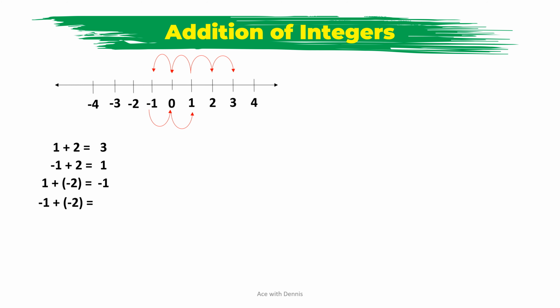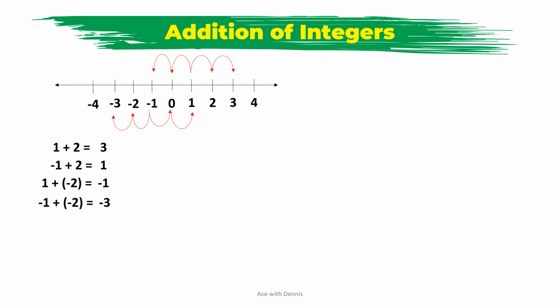Similarly, negative 1 plus negative 2, we start at negative 1 and we move 2 units to the left. So negative 1, 1 unit and 2 units. It lands at negative 3. Therefore, the answer for negative 1 plus negative 2 equals negative 3.